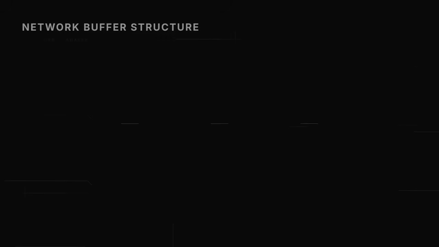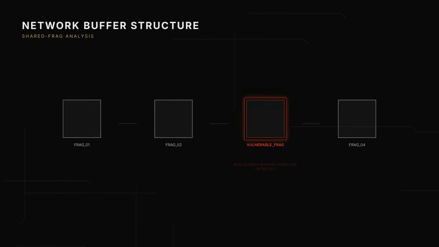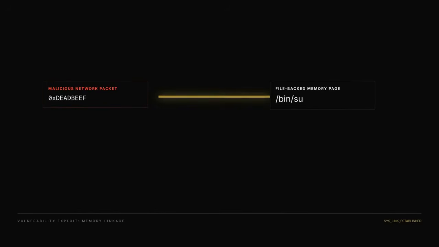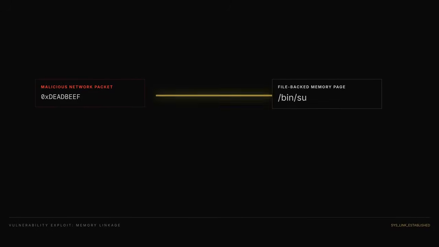But DirtyClone, officially tracked as CVE-2026-43503, finds a flaw in how the kernel handles this when dealing with network packets. Specifically, cloned socket buffers, or SK buffs. The vulnerability exists in the shared frag handling of these network buffers. An attacker can create a situation where a file-backed memory page, like the memory holding the /bin/su executable, is linked to a cloned network packet.